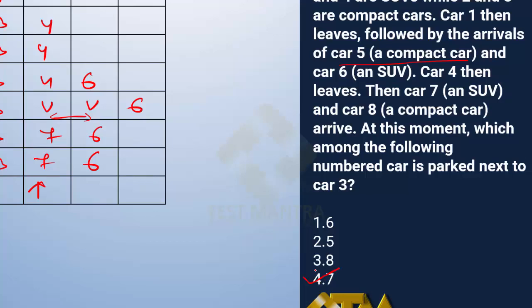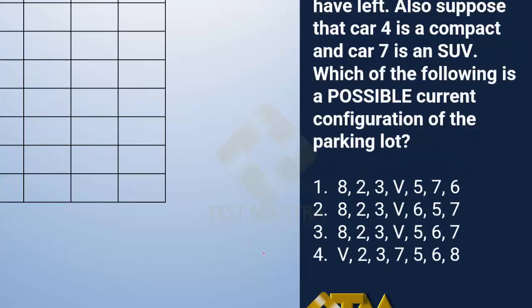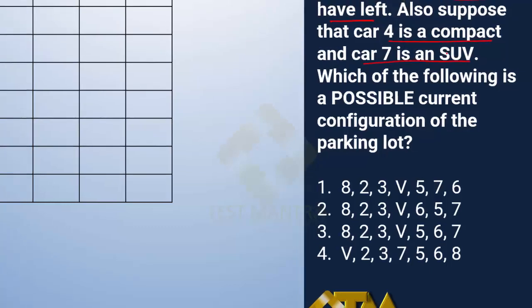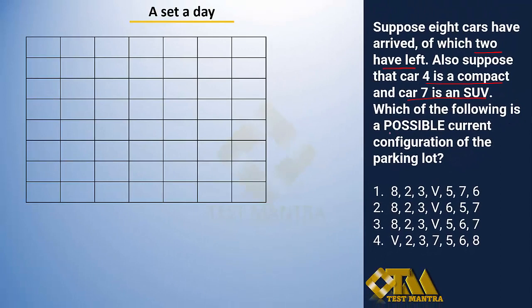Right, let's move to the next one. Suppose 8 cars have arrived, of which 2 have left. Also suppose that car 4 is a compact and car 7 is an SUV. Which of the following is possible? They are saying possible. That means I'm not aware of the proper arrangement in this case.